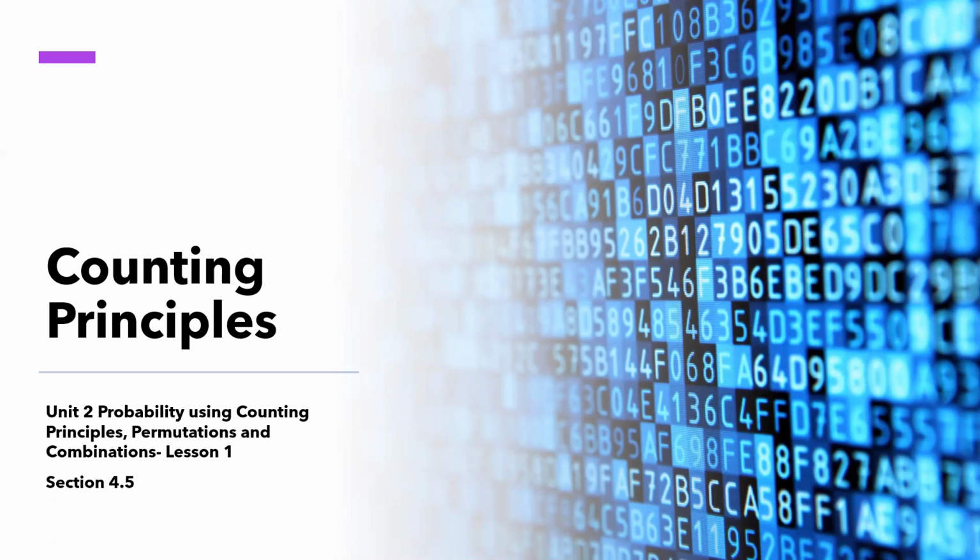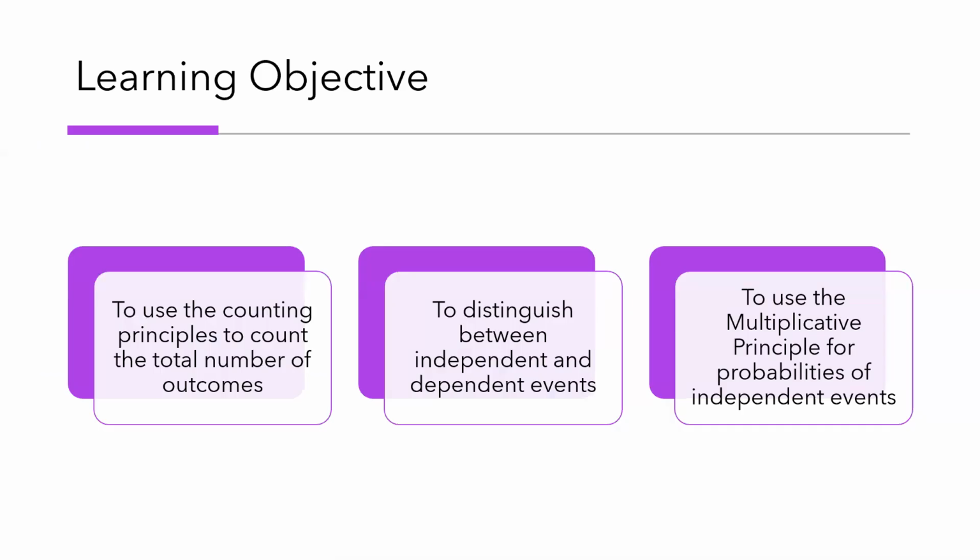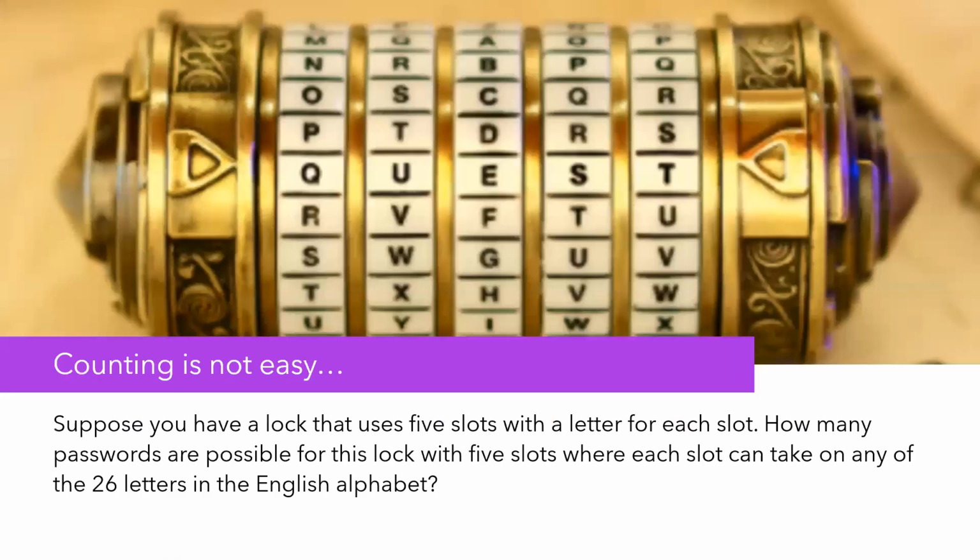The first thing we're going to focus on today is counting principles. We're going to look at how to use counting principles to count the total number of outcomes. Then we're going to distinguish between independent and dependent events. And then the last thing we're going to look at is how to use the multiplicative principle to find probability of independent events. And again, don't worry about writing the learning objective. I write that for you so that you're aware of what we're covering, but you don't have to write it in your notes. It's totally up to you.